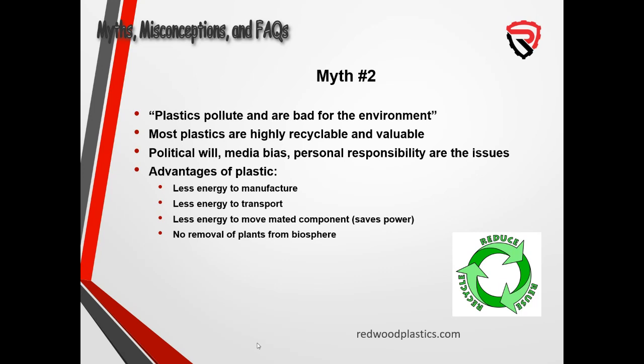Now, an additional point to that is the advantages of plastic. It takes less energy to manufacture plastics, believe it or not. It takes less energy to transport them because they're lighter than, say, metal or glass. It's less energy to move a mated component, which saves power. So for example, all our locations stock what's called UHMW polyethylene chain channel. It's used a lot in sawmills, but also agriculture. When you put that plastic in a channel and run a chain along it, because the plastic is so slick, that chain actually requires less power to move along that channel. So you're saving electricity by doing that.